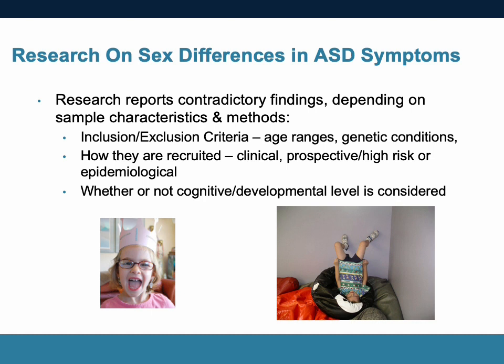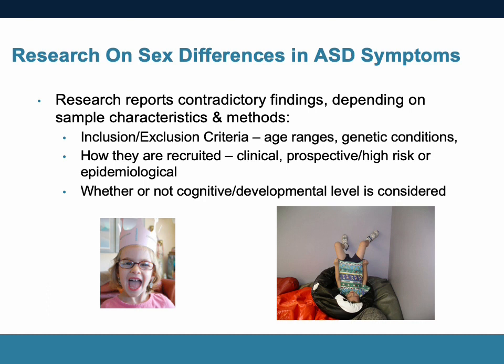Well, when you look at the research on sex differences, what you'll find is that we have a lot of contradictory findings. And the short story is that those findings are probably different because researchers have been examining different groups of children, recruited in different ways, and have used different methods to evaluate them.